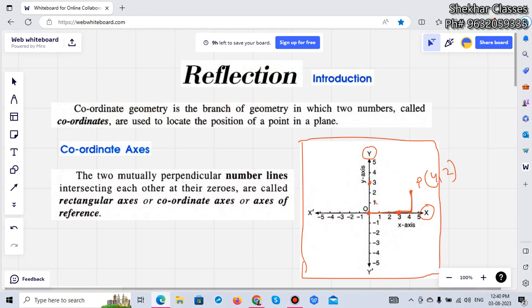So how do we locate that point here? We can locate it only from the origin. With respect to the origin, it is 4, 2. Are you getting the point?